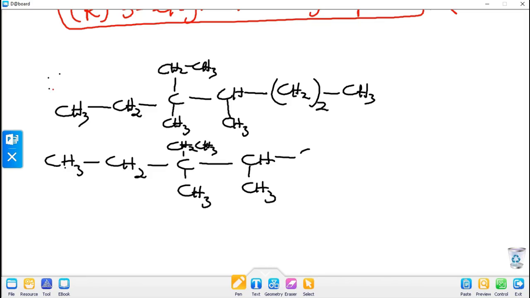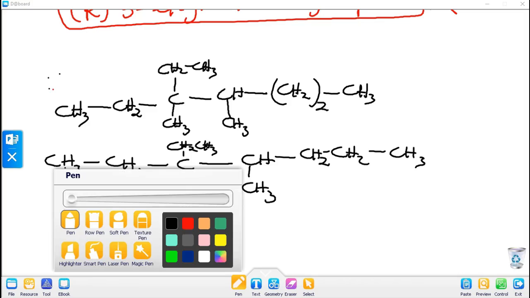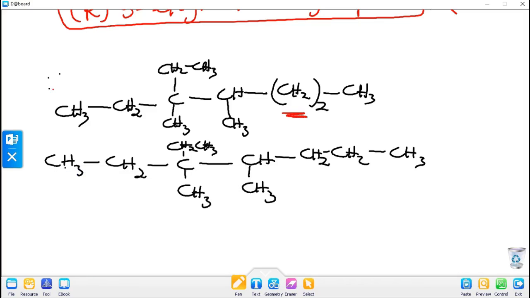This is CH2, CH2, then CH3. That is what it implies. Don't be fidgeting because of this. This is simply this. So what it simply tells us is that there are two CH2s in that structure. Only they choose to put one CH2 in a bracket and then place the two outside.